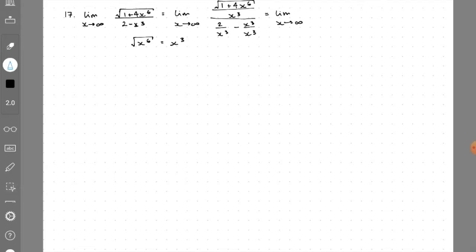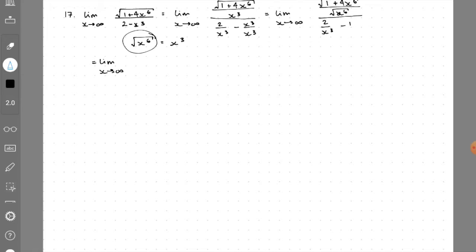Okay, so in order to be able to simplify this square root, we have to write x cubed as a square root, and we already have it. We have it right here. It's going to be square root of x to the 6th. So let's rewrite that. I'm going to write 1 plus 4x to the 6th over square root of x to the 6th, right? And then this is just going to be 2 over x cubed minus 1.